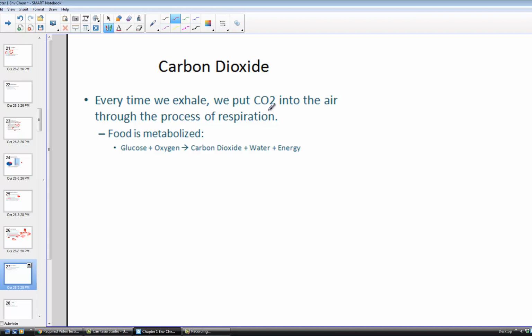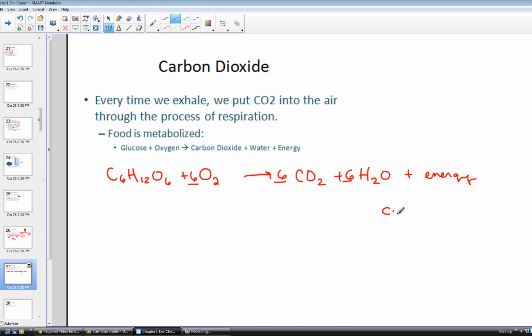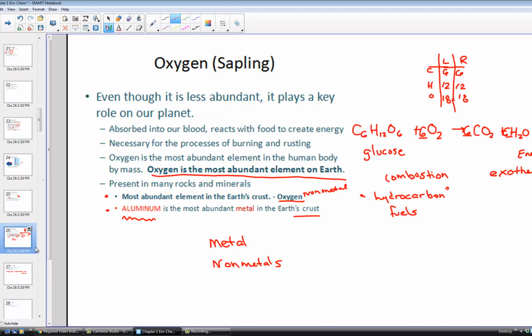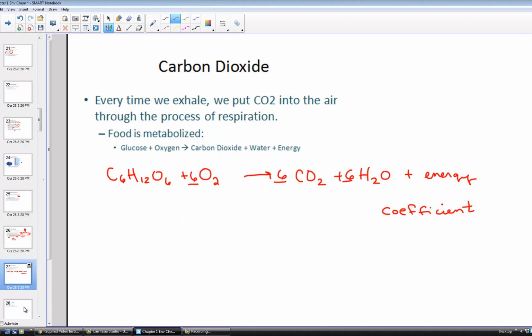Every time we exhale, we put carbon dioxide into the air through that process of respiration. We wrote this a moment ago. When food is metabolized, we take the sugar known as glucose and we oxidize that. What that means is simply we add oxygen, forcing burning or releasing the energy that's stored in the chemical bonds. We exhale the carbon dioxide and some water vapor, but we release chemical energy, which is then forced to do work to sustain our life. And we even talked about that balanced equation, the 1-6-6-6 coefficient ratio to balance the equation. So this is again something we just practiced in the previous slide and we're able to repeat to emphasize.